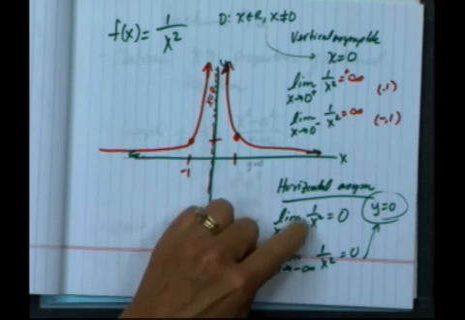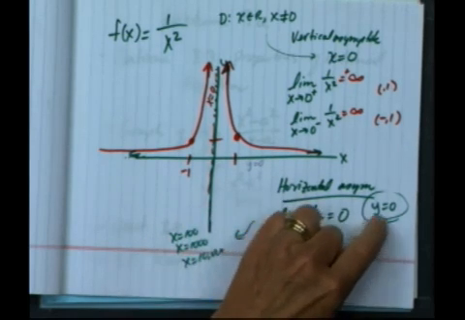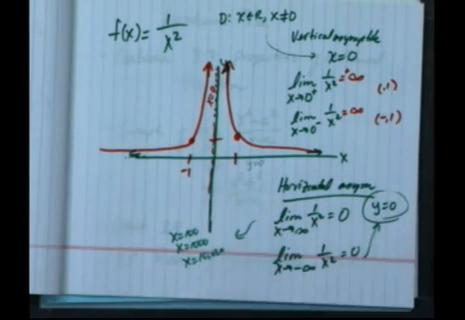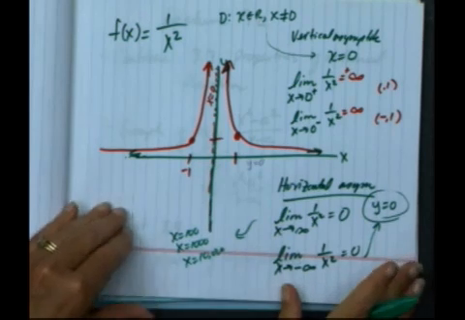Because this says, what does y get close to? y gets very close to 0. y equal to 0 is your horizontal asymptote. Okay? All right.